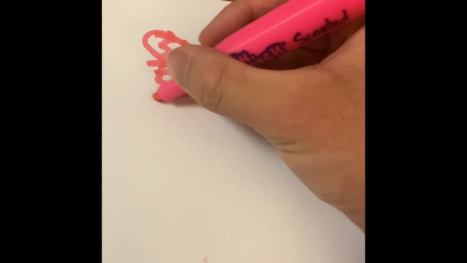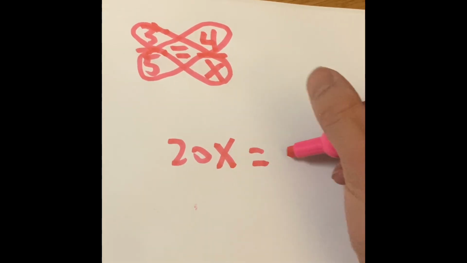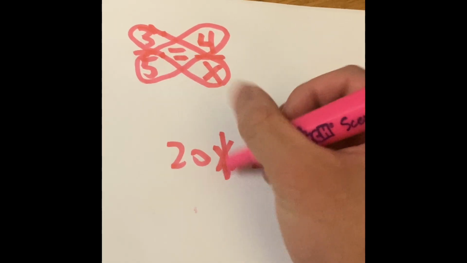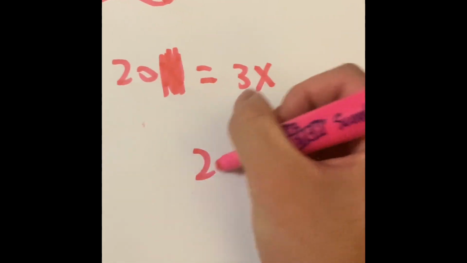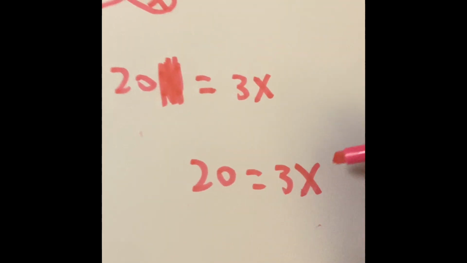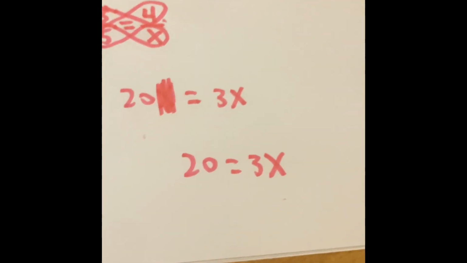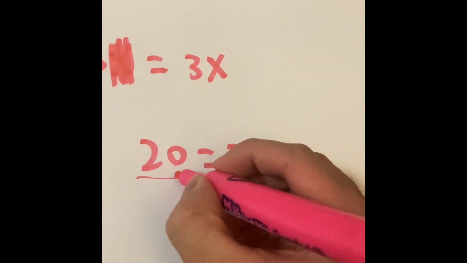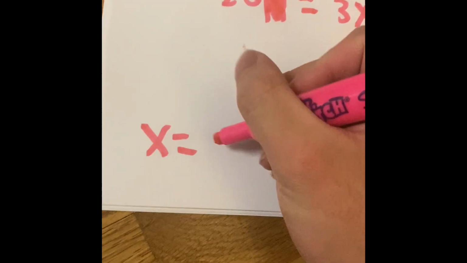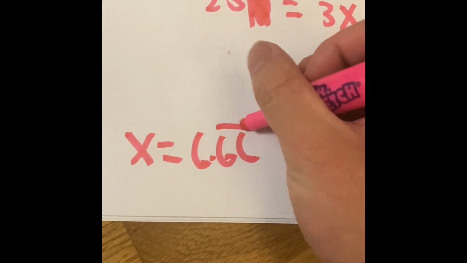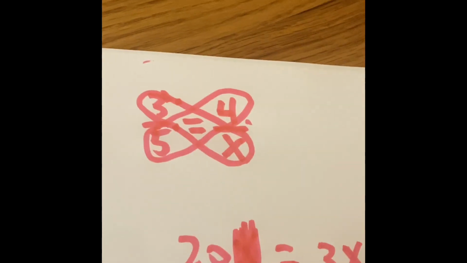If we cross multiply, we're going to get 20 is going to equal 3x. So we're going to put that down here. 20 is going to equal 3x, because 5 times 4 is 20, and 3 times x is 3x. Divide this side by 3, and divide this side by 3. And we're going to get an answer as x is going to equal 6.66 repeating. So if we put that into x, it would make these two ratios proportional.